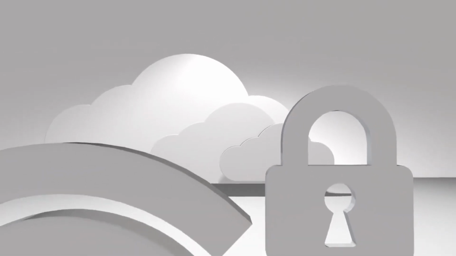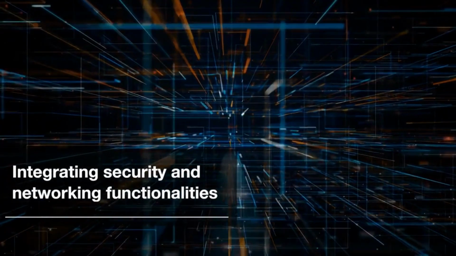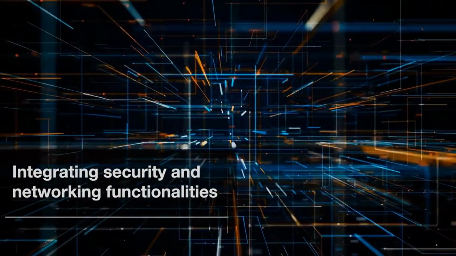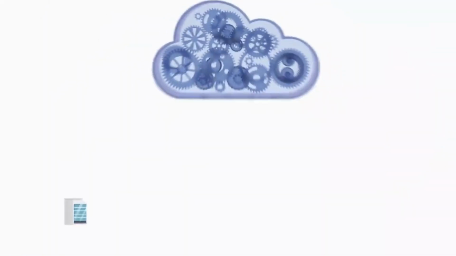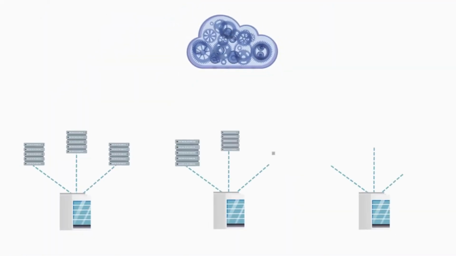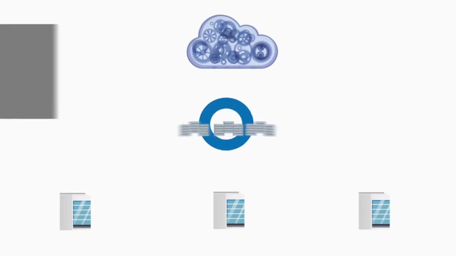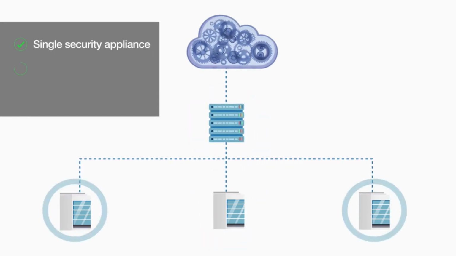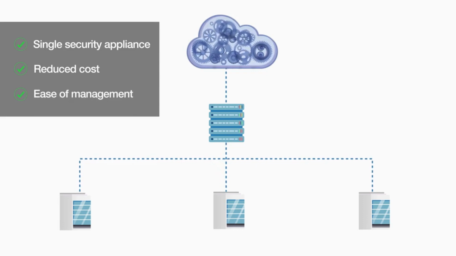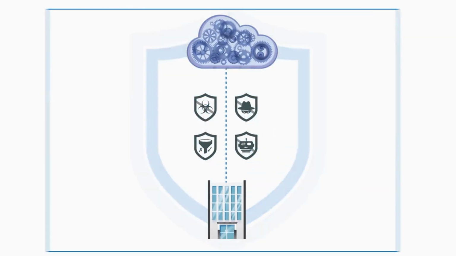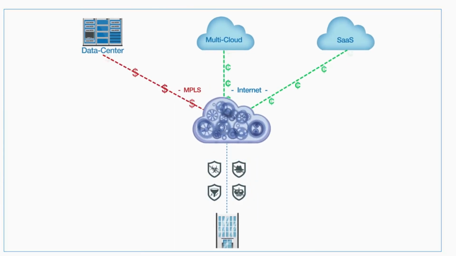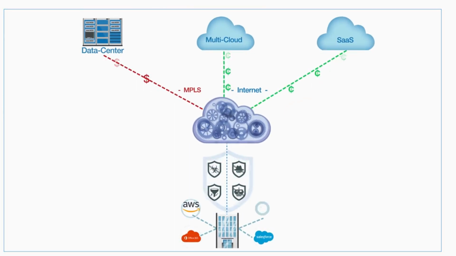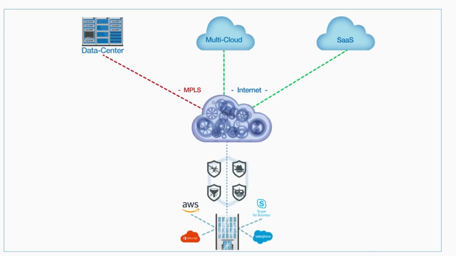Businesses needed to address these challenges by integrating security and networking functionalities into a single, secure SD-WAN appliance. This enabled businesses to replace their multiple point products with a powerful single security appliance at a reduced cost and ease of management. A strong security posture helped businesses to use cloud applications more affordably, with lower latency, and with a direct internet connection, ensuring optimal application performance and best user experience.